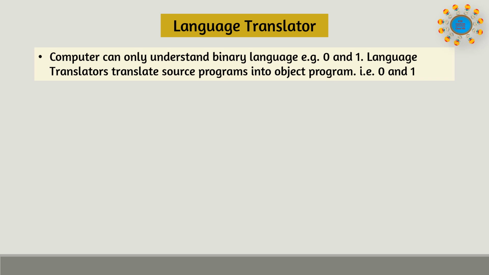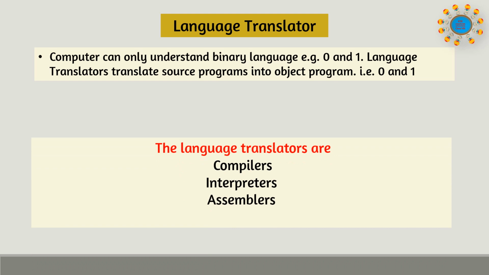The language translator translates the source program, or the instructions which we are giving, into binary language, or we can say object code, that is 0 and 1. So then the computer can understand the binary language and the function or the work will be done. And we have the language translators. Compilers are there, interpreters are there, assemblers are there. Assemblers were used early.